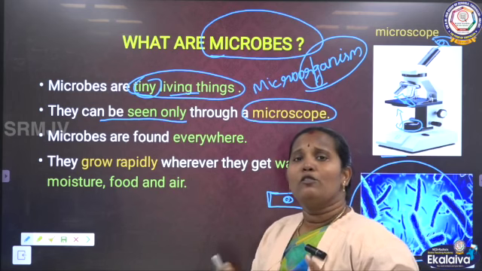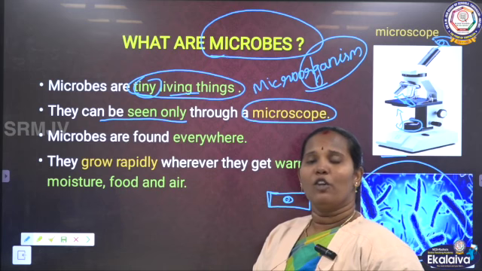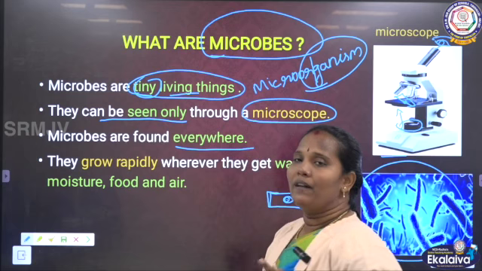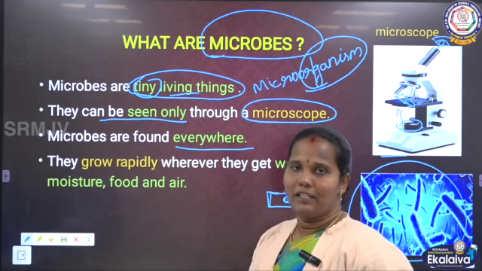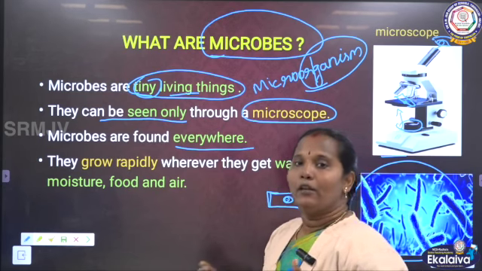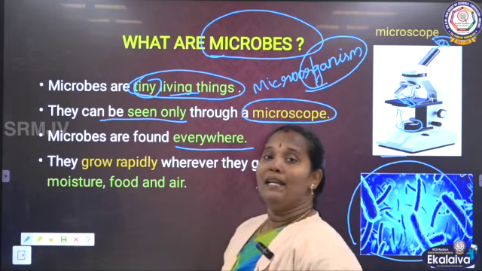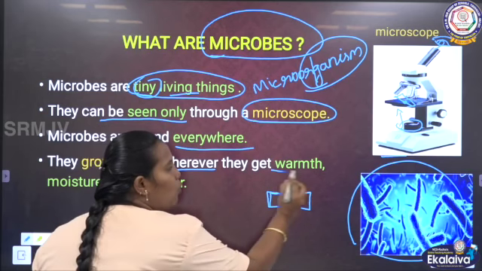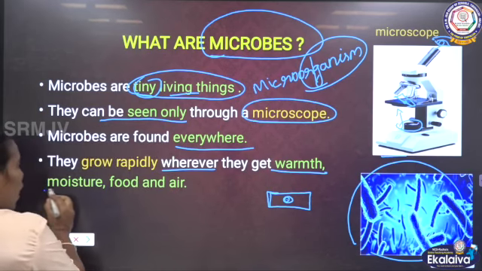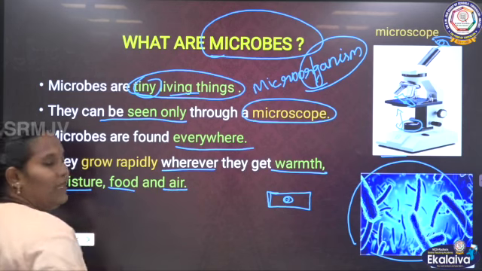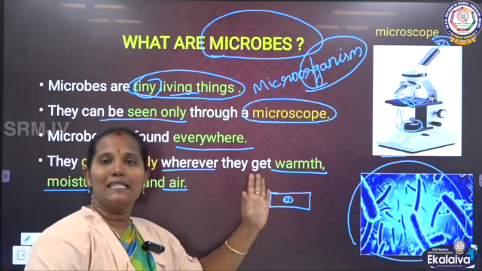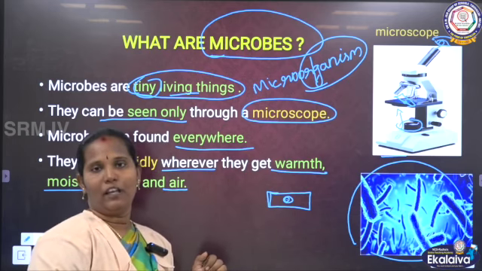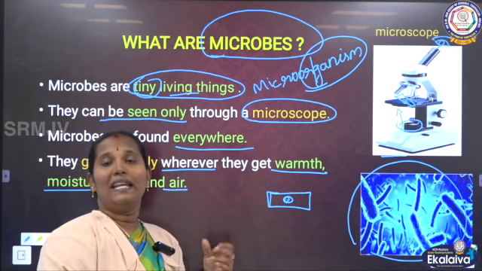Where are the microorganisms? You know that microorganisms are found everywhere. How do they grow? They can grow rapidly wherever they get warm conditions as well as moisture, food and air. If these four things are available for them, they can grow wherever, everywhere, rapidly.